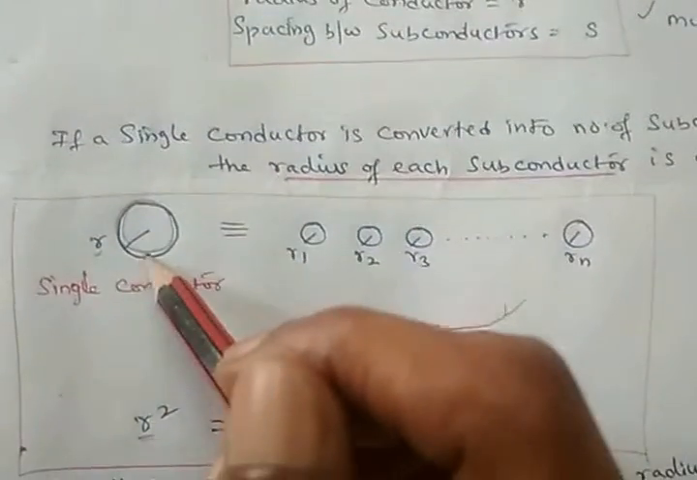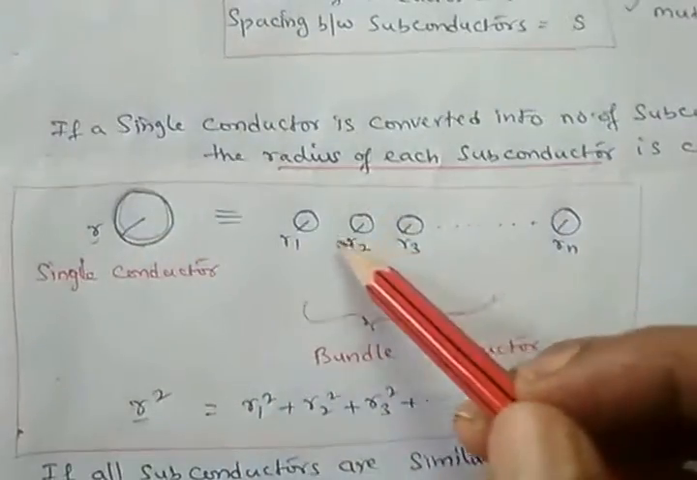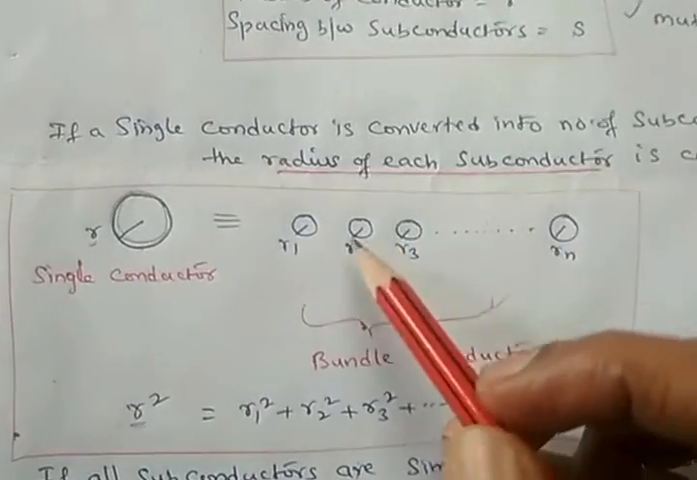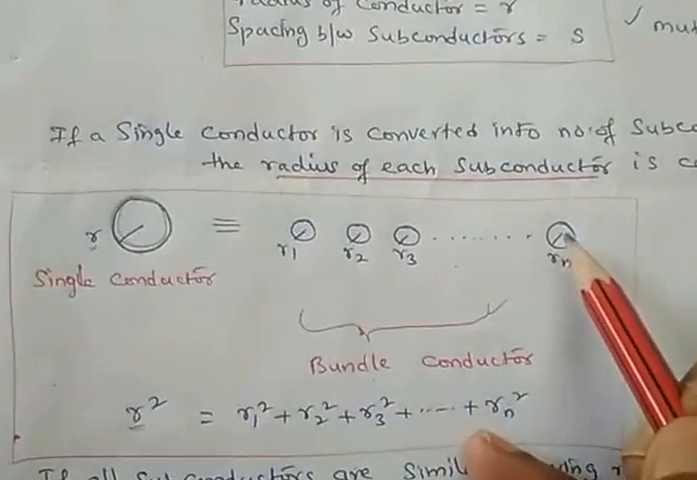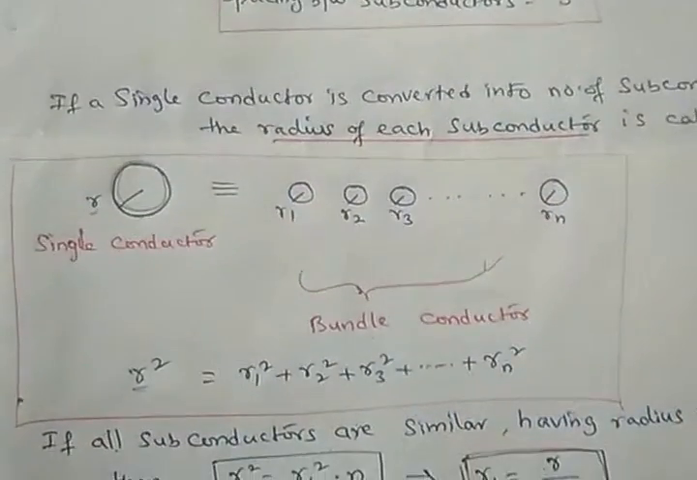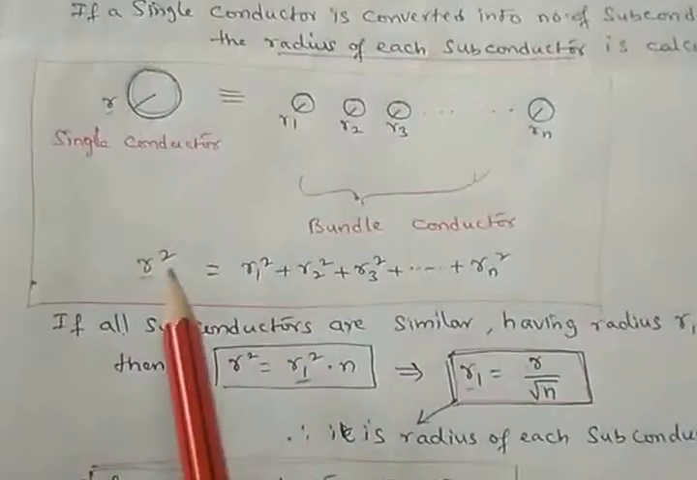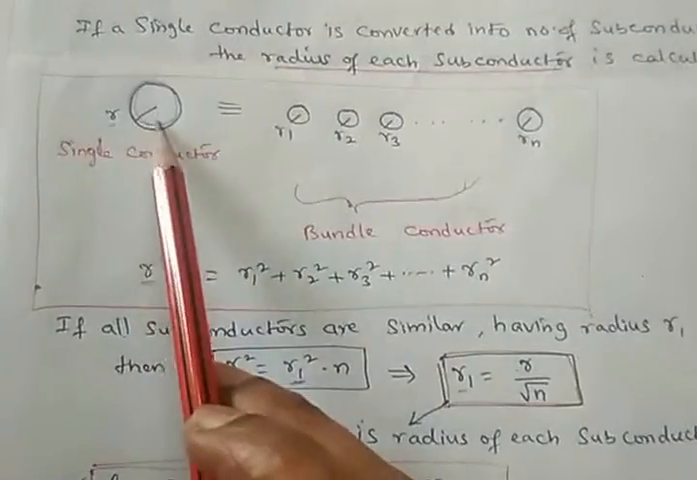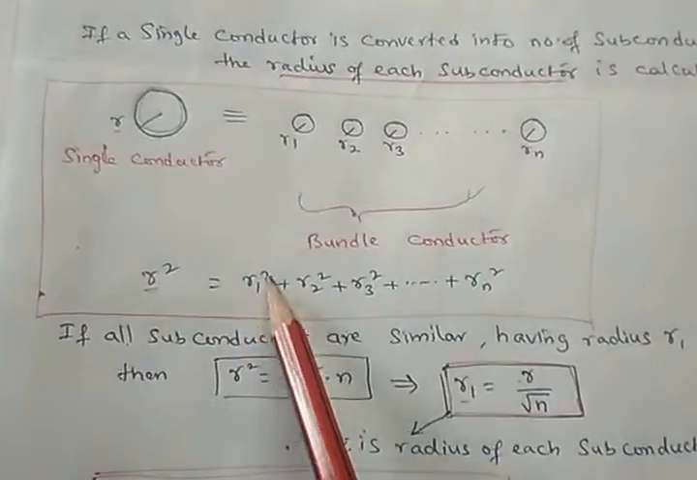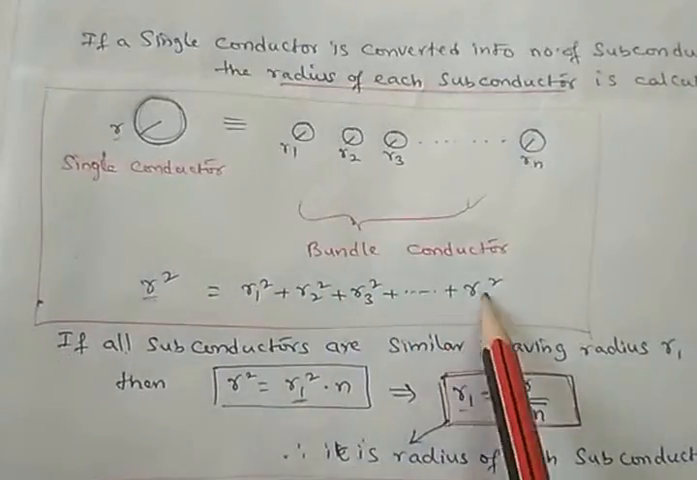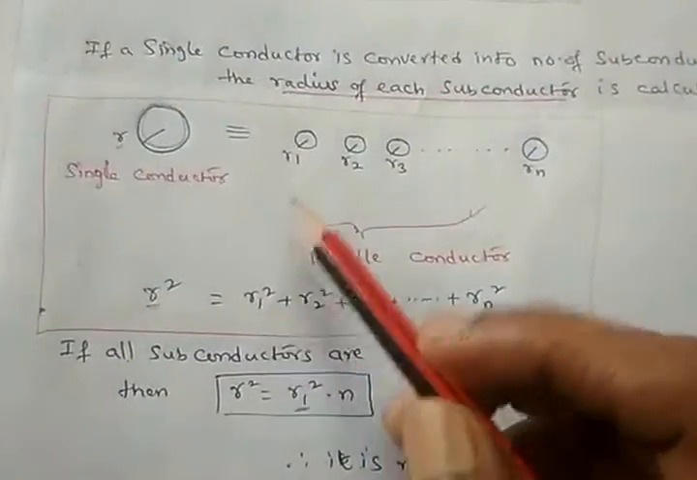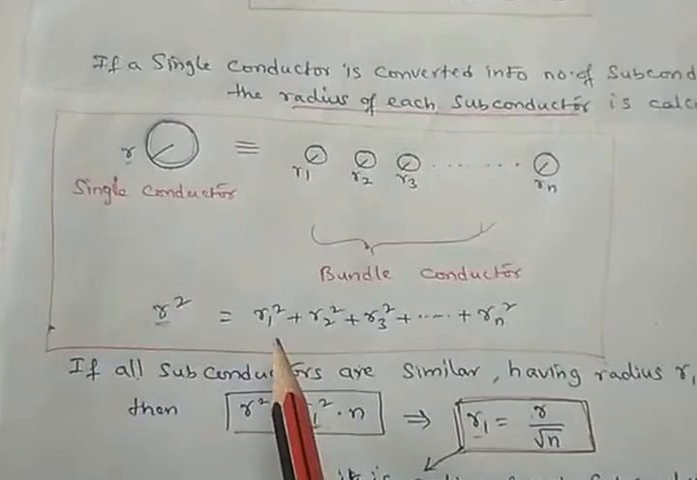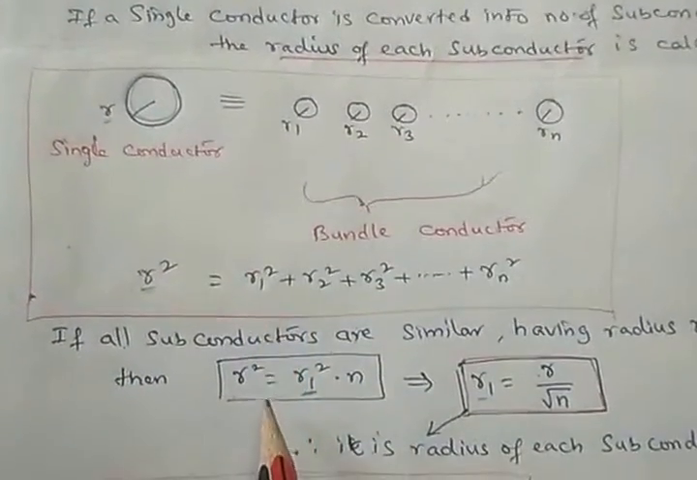In order to calculate the radius of the subconductors, you can use this diagram. Here R is the radius of the single conductor, and R1, R2, R3 and so on are the radii of the respective subconductors. If you identify the equation here, R square, regarding the radius of the single conductor, is equal to R1 square plus R2 square plus R3 square and so on up to Rn square. Using this equation you can find the radius of each subconductor.